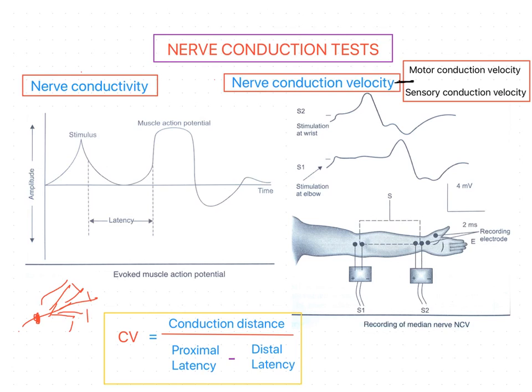Now we will see the motor conduction velocity. To determine the motor conduction velocity, the nerve is stimulated at two different points. Here you can see the two different points. This one is the distal site, that is the wrist, and the other one is the proximal site, which is at the elbow. This is the stimulation of the median nerve, as we can see in this picture.